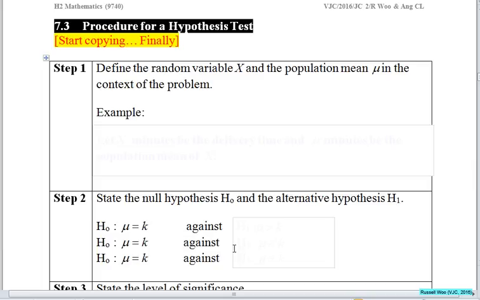7.3. So now I'm going to detail the steps. If you are given a problem, how would you do a hypothesis test?